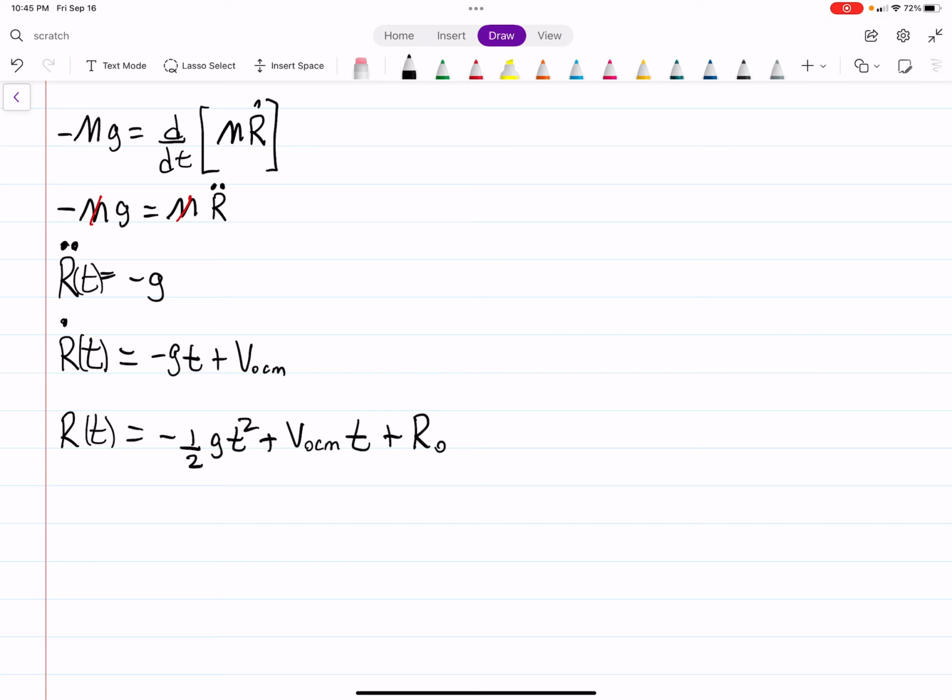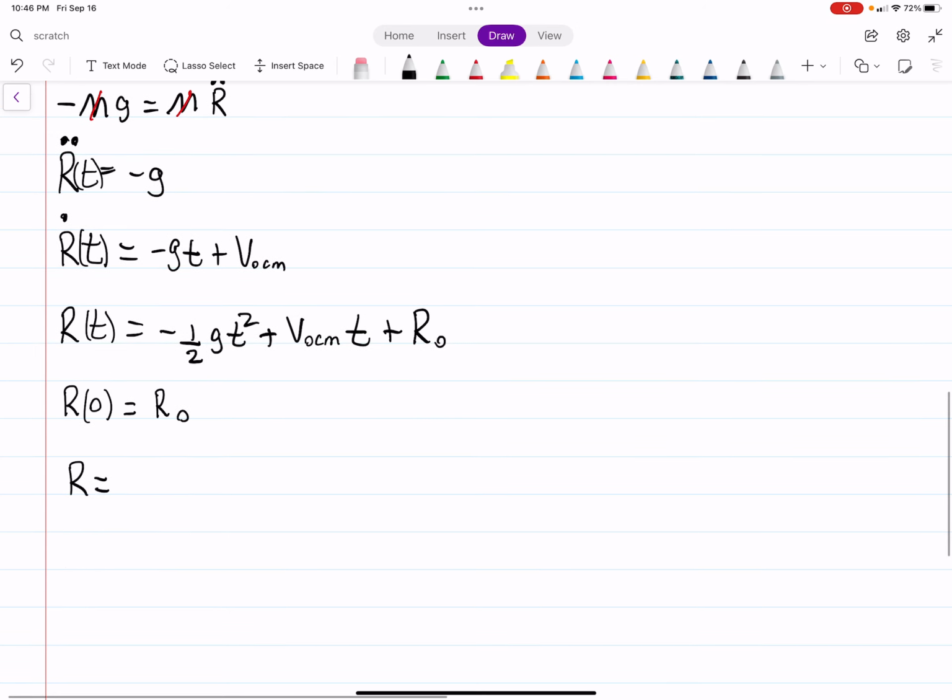Okay, so this is pretty good, but this is a general solution. We can get a particular solution using our initial values, starting with the fact that we know r of 0. Well, r of 0 is just going to be r naught. And if we think about r, r is just the center of mass vector. That is m1 r1 plus m2 r2 over the total mass, right?